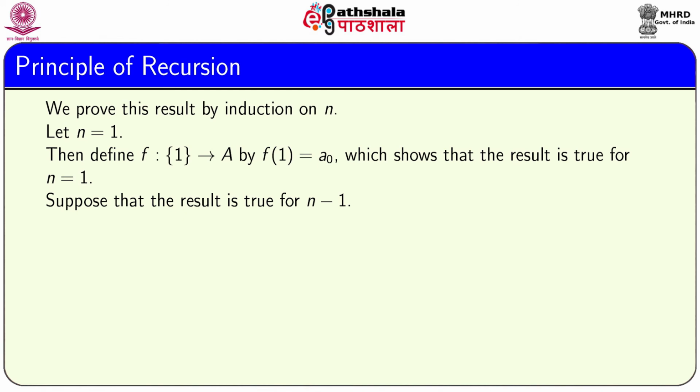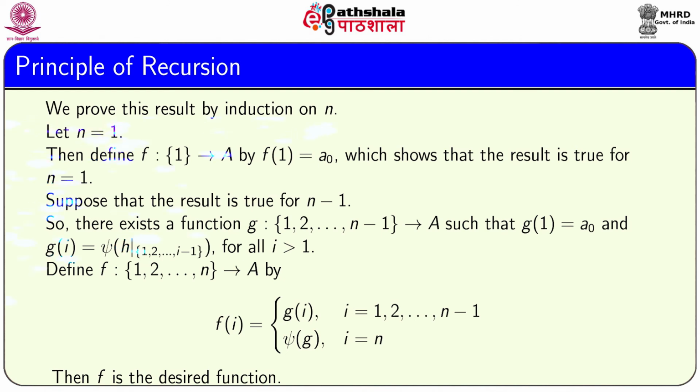Suppose the result is true for n minus 1. So, there exists a function g from {1, ..., n minus 1} to capital A such that g(1) is equal to a0 and g(i) is equal to psi of g restricted to {1, ..., i minus 1} with i greater than 1.